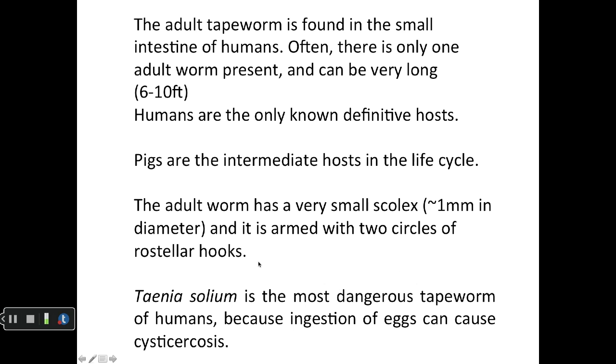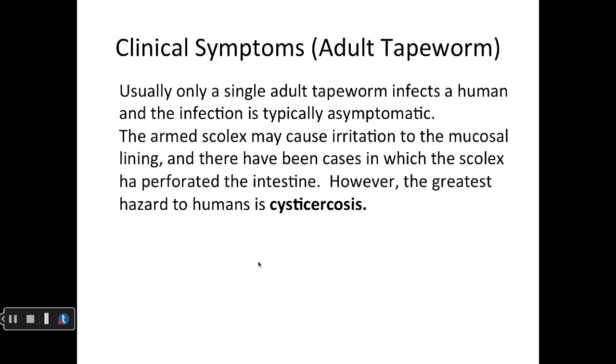It's quite tiny. It does have these interesting looking rostellar hooks in Taenia solium, whereas in the adult stage, it's fairly innocuous. People may not even be aware that they are harboring the tapeworm. It actually turns out that it's the most dangerous tapeworm of humans because of the possibility of acquiring cysticercosis. So the adult worm is acquired when people ingest measly pork containing cysticerci stages, but cysticercosis develops if people accidentally ingest the eggs instead.